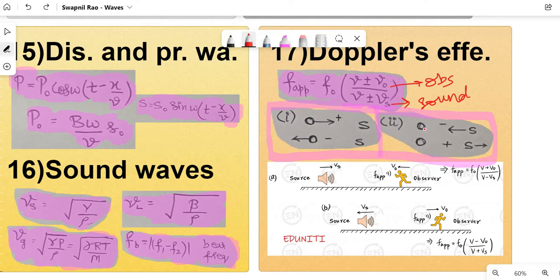The second case is when the observer is stationary, but S, which is the source of sound, is moving towards the observer. Then the sign would be negative, which means v minus vS. But if the source is moving away from the observer, then it would be a positive sign, which means v plus vS. So that's the sign convention.